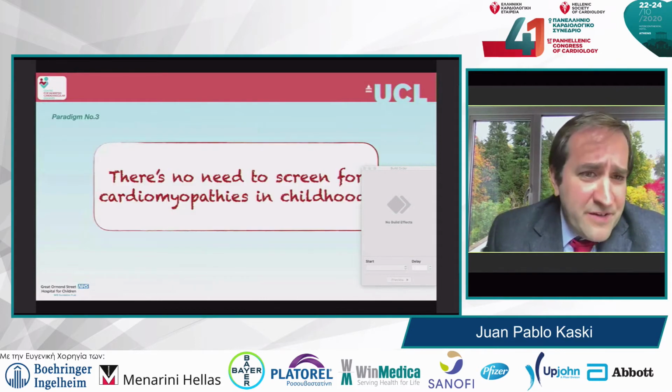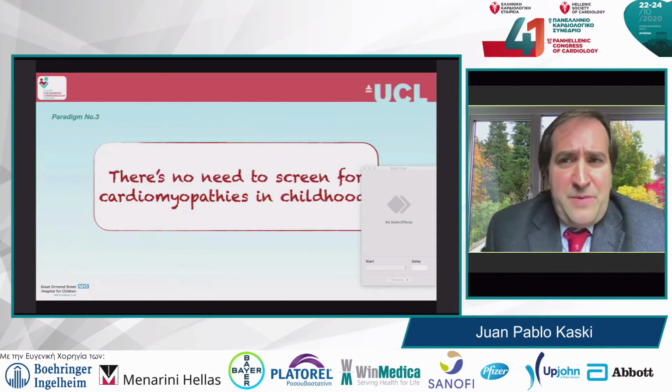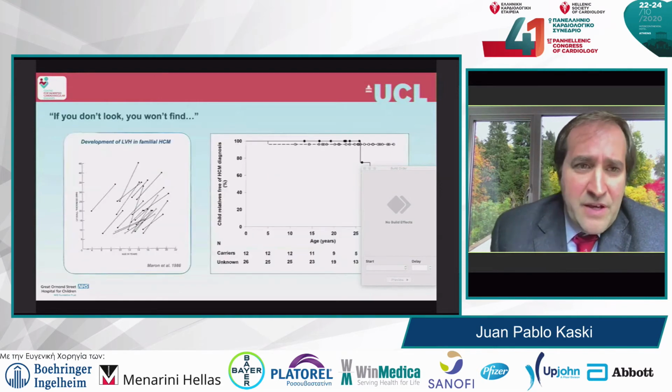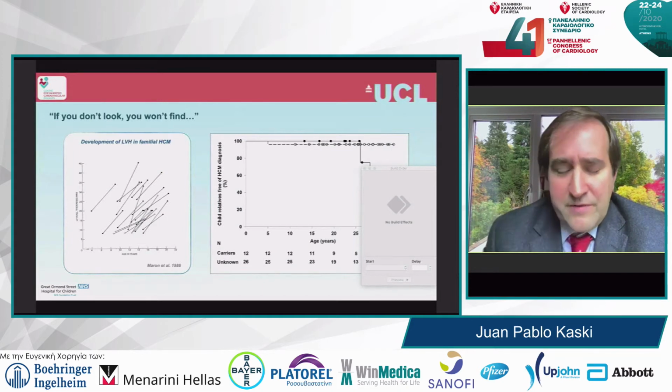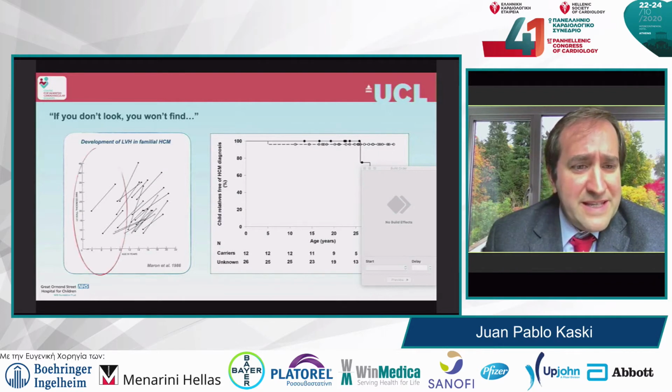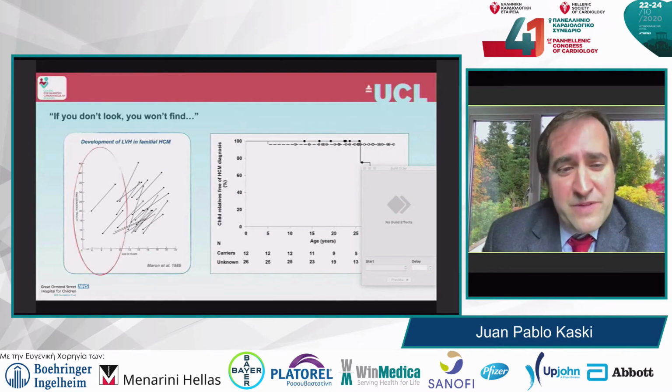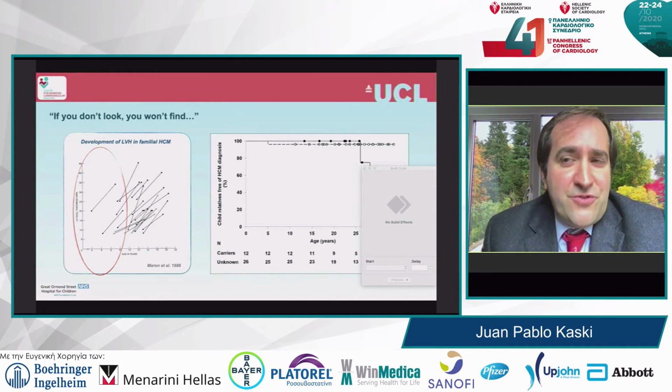So here's the third paradigm. There's no need to screen for cardiomyopathies in childhood because they just don't present in that age group. The problem is that if you don't look, you won't find. So if we look at Barry Maron's study from the 1980s, looking at the prevalence of left ventricular hypertrophy in familial disease, actually you'll see that very few of these patients were aged under 10 or 12. So of course, if you don't look in young children, you're not going to find it.